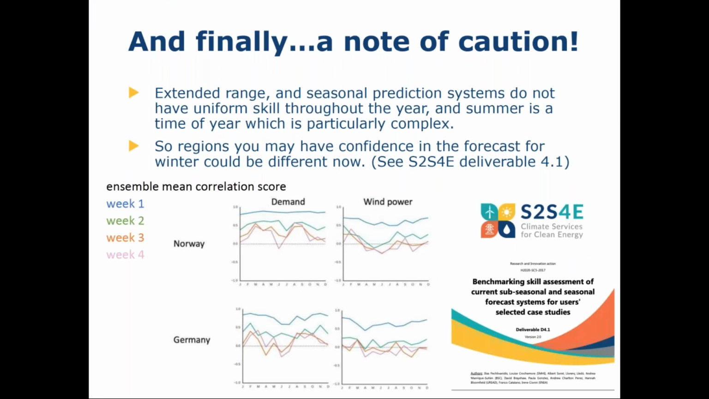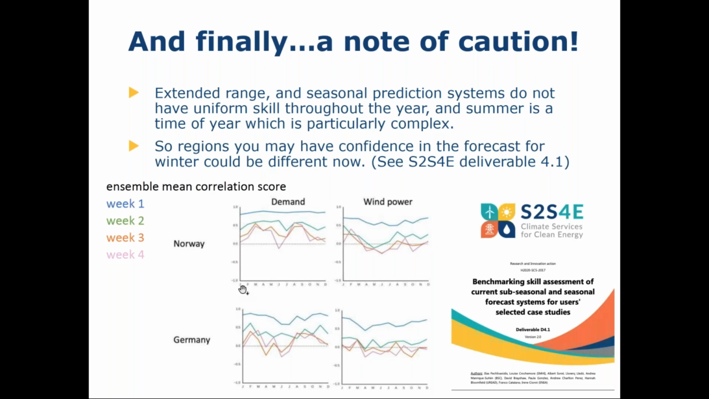So after looking at these forecasts, what I'd like to end with is maybe a note of caution. A lot of you maybe have followed the DST through its development and have come to previous webinars in winter and spring. What I'd like to say is that extended range and seasonal prediction systems do not have uniform skill throughout the year. And summer is a time which is quite complex for the forecasts. So regions that you might have grown to have quite good confidence in for the forecast in winter could be different now. And I've just put a plot in here from one of our deliverable reports from S2S4E.